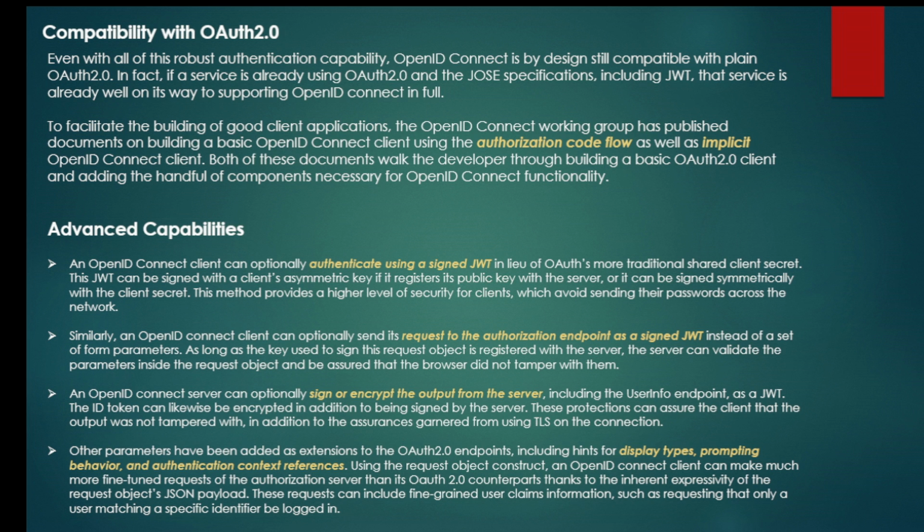Using the request object construct, an OpenID Connect client can make much more fine-tuned requests to the authorization server than its OAuth 2.0 counterparts, thanks to the inherent expressivity of the request object's JSON payload. These requests can include fine-grained user claims information, such as requesting that only a user matching a specific identifier be logged in.